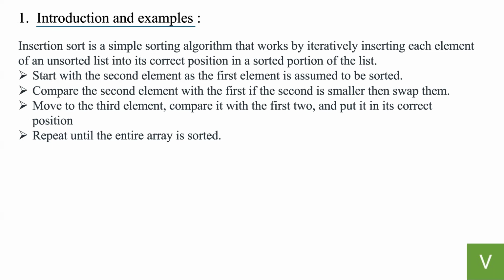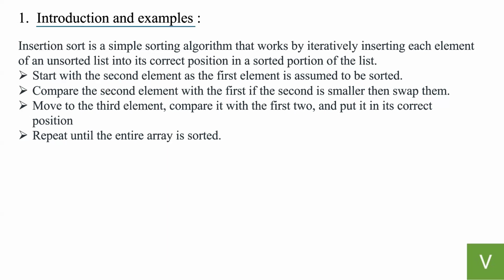Let us look into the steps that are to be followed in the insertion sort algorithm. Start with the second element, as the first element is assumed to be sorted. Now compare the second element with the first element. If the second element is smaller, then swap them. Then move to the third element. Compare it with the first two elements and put it in its correct position. Now we have to repeat this entire process until the complete array gets sorted. This is the algorithm of insertion sort.